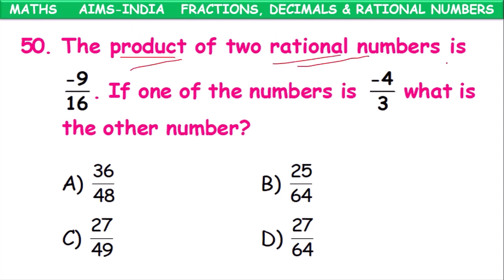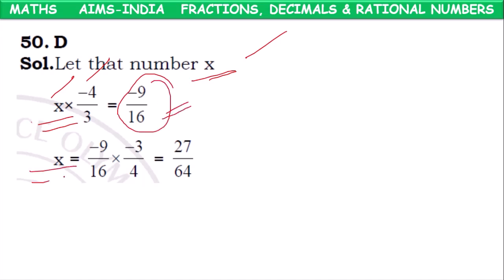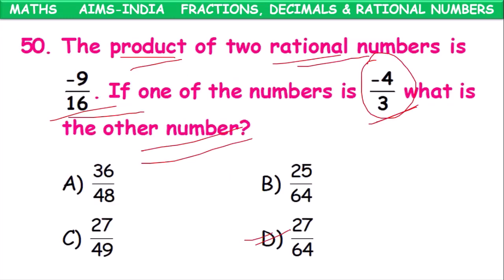The product of two rational numbers is minus 9 by 16. If one of the numbers is minus 4 by 3, what is the other number? Let the other number be x. The product of the other number and the first number equals minus 9 by 16. The first number will come to the right hand side and become its reciprocal, minus 3 by 4, because the minus is kept for the numerator. No cancellation, direct multiplication. Minus into minus is plus. 9 3 times 27, 16 4 times 64. 27 by 64, D option.